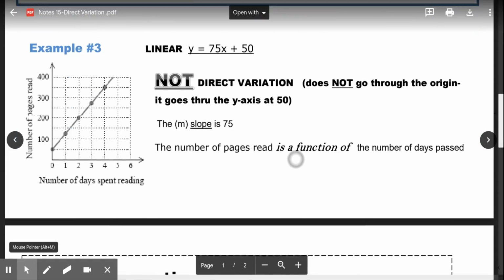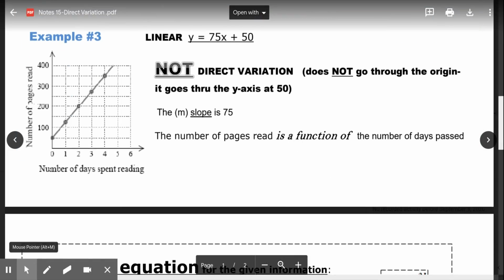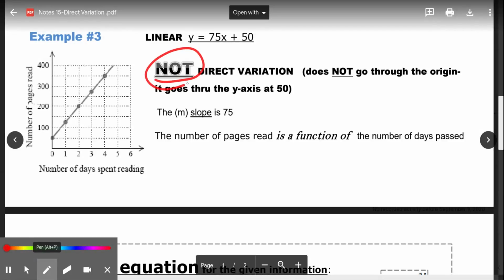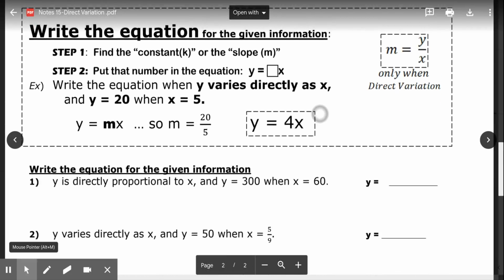All right, let's take a look at example 3. You have a linear function of y is equal to 75x plus 50. This is not a direct variation. It does not go through the origin. It goes through the y-axis up here at 50. Now, the slope is 75, true, but again, this is not a direct variation. All right, let's flip on over to the second page.